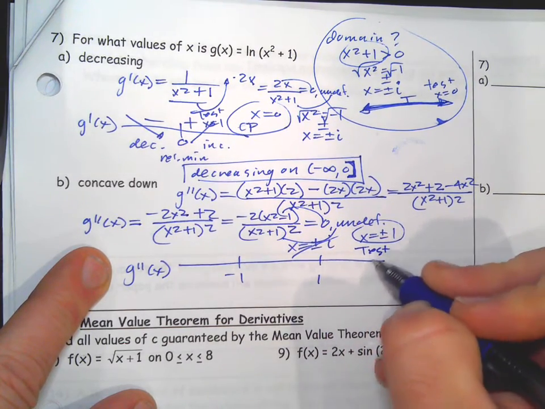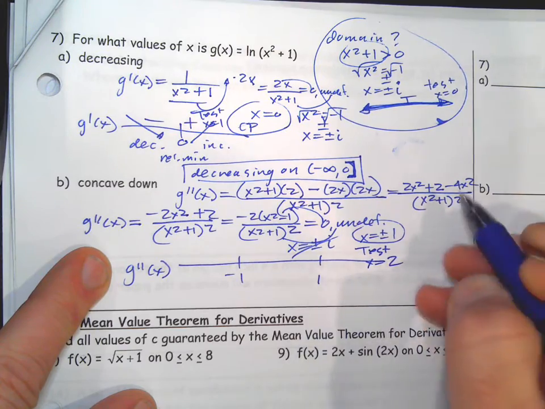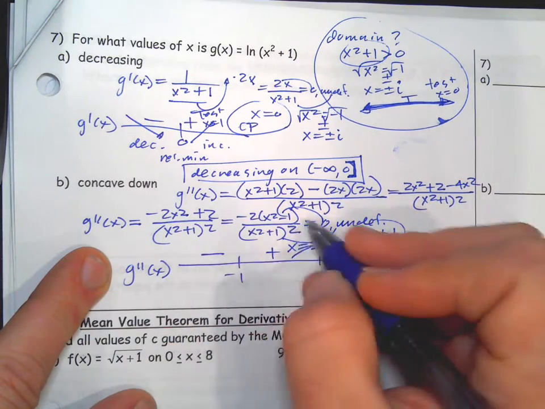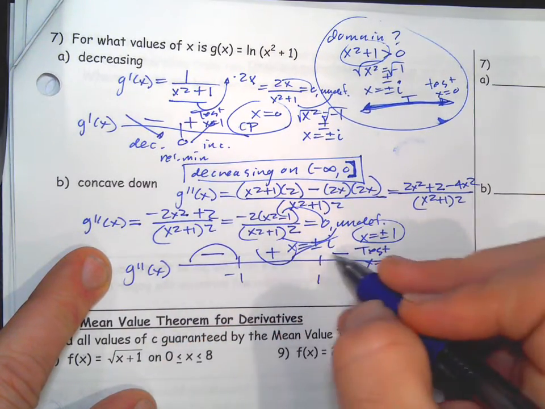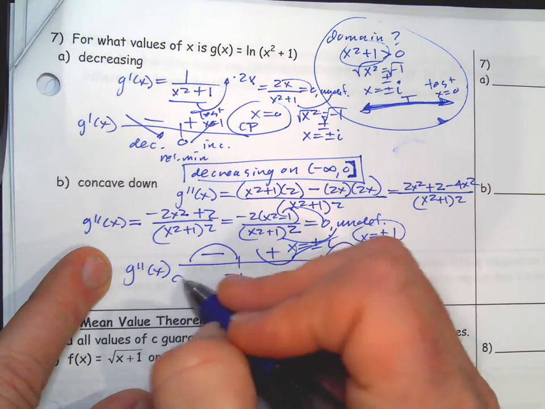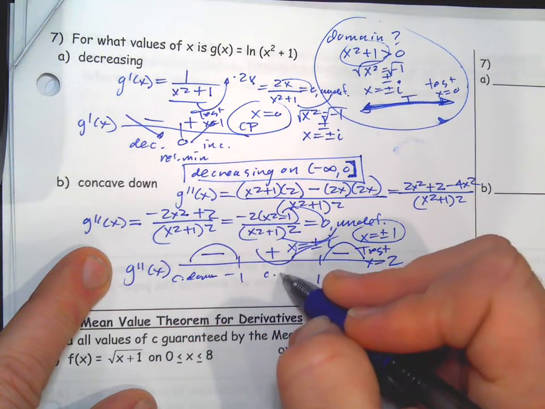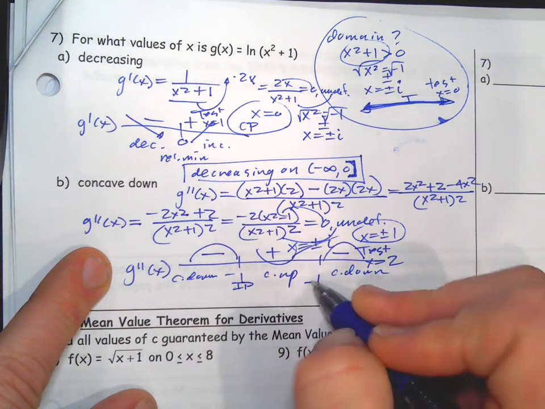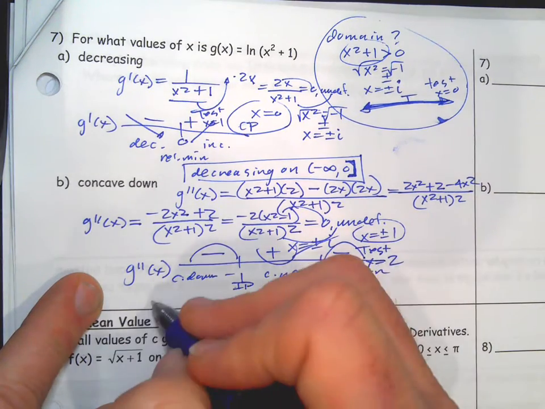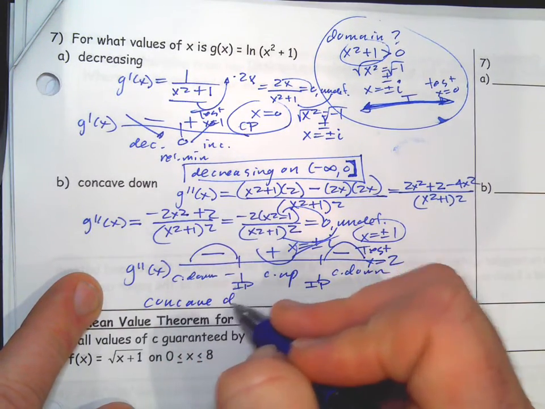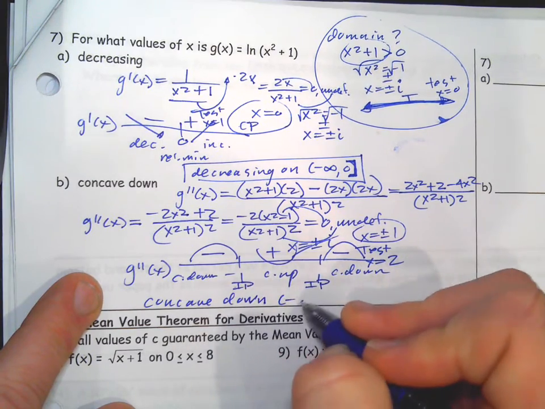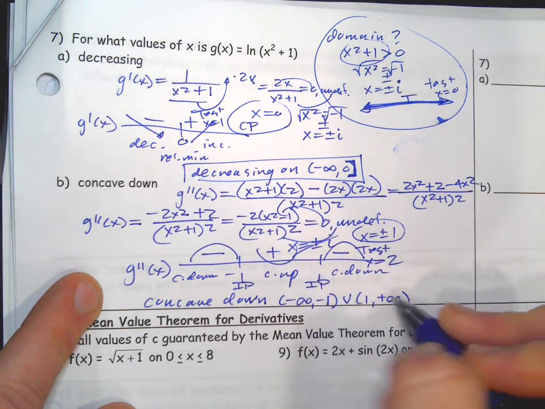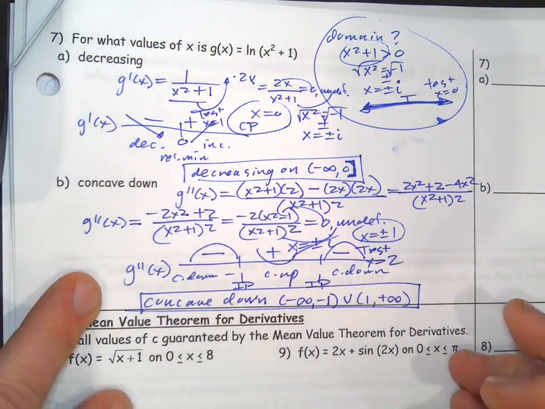Test. Let's test like 2. Positive, negative, positive, ooh, negative. Yeah, no problem, children. So it's concave down, concave up, concave down. This is an inflection point. This is an inflection point. So it is concave down on the interval negative infinity to negative 1. Do not include the endpoints. And then also 1 to positive infinity. And we never include infinity.